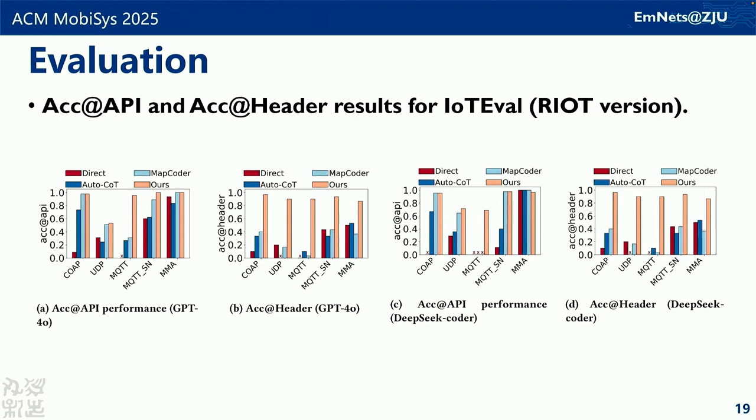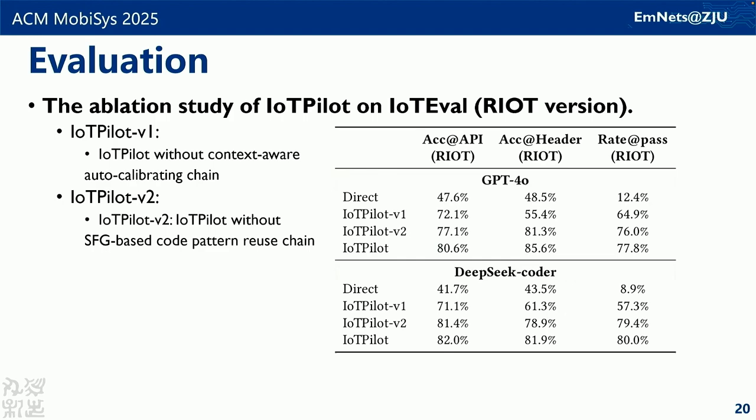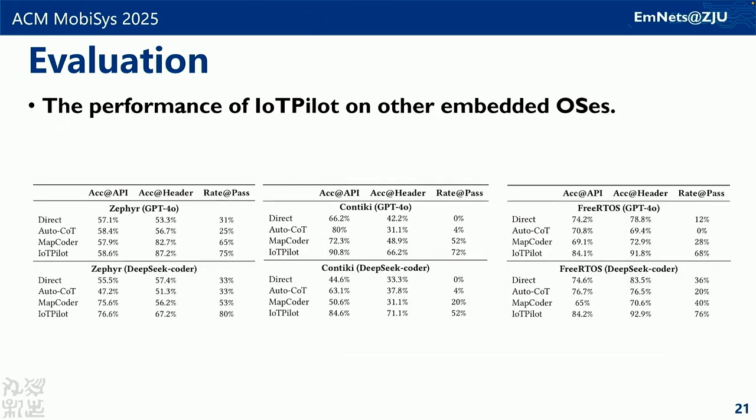We also evaluate IoTPilot's accuracy in generating APIs and headers, and the results show that IoTPilot achieves higher accuracy compared to the baselines. We conducted an ablation study of the two preference alignment reasoning chains and found that both chains significantly improve the performance of the generation task. We also evaluate IoTPilot's performance on different embedded OSes. The results show that IoTPilot can achieve better performance on different embedded OSes.